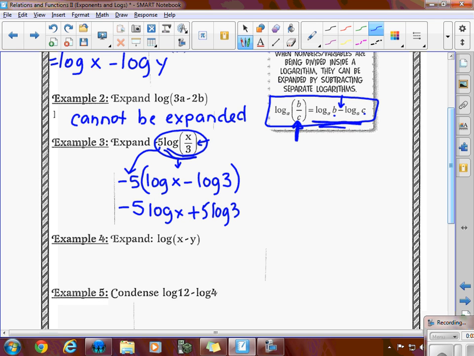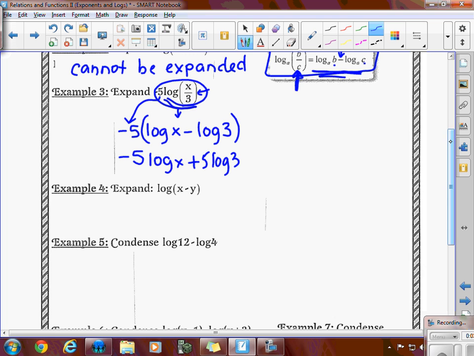The next example, example 4, if you look at it closely again, we have a subtraction here. Don't get fooled by that. It's not a division, so that means this one simply, again, cannot be expanded. There is no division. There's nothing I can do there. I can't separate these into individual log expressions.